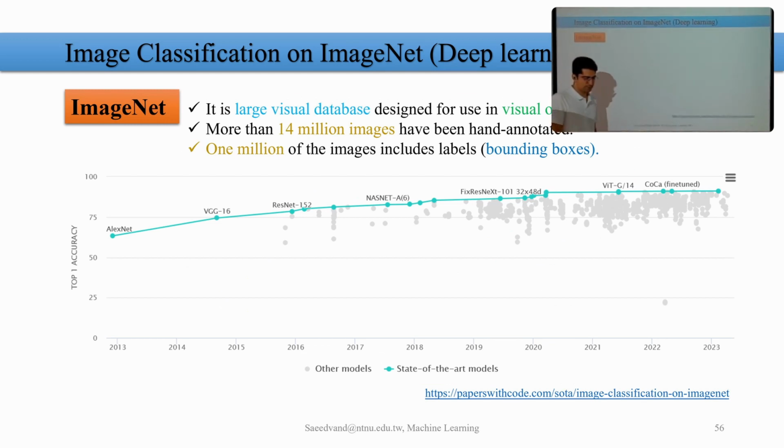So now let's have a look at ImageNet, one of the most popular visual data sets that we have. It is for visual object recognition. It has 14 million images that have been hand annotated. It means that somebody annotated them, saying this is a cat, this is a dog, this is a train, this is a bus, this is a car, and it has 1 million images including the bounding boxes.